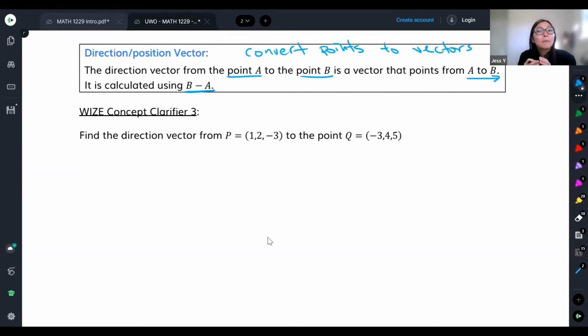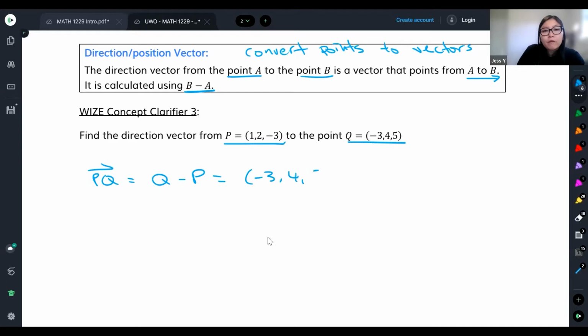That's because they don't subtract backwards, okay? So what I mean is, in this example, we want to find the direction vector going from point P to point Q. If you have points and you want to convert them to vectors, we subtract backwards. So the vector PQ is going to be Q minus P. So it's going to be negative 3, 4, 5 minus 1, 2, negative 3.